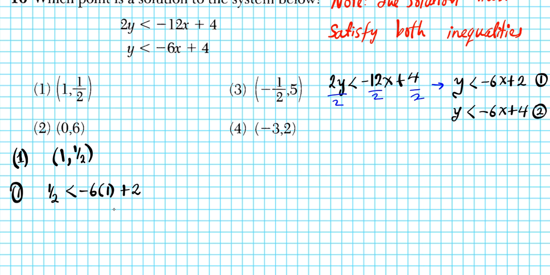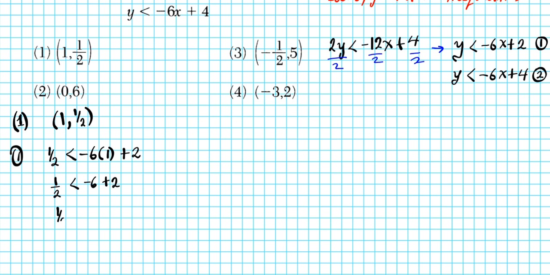Is this a true statement? Is 1/2 less than, multiply this, negative 6 plus 2, which is negative 4? No, 1/2 is not less than negative 4. 1/2 is greater than negative 4. So option 1 fails early in the game. So we jump to option 2 and test the coordinate in both inequalities.